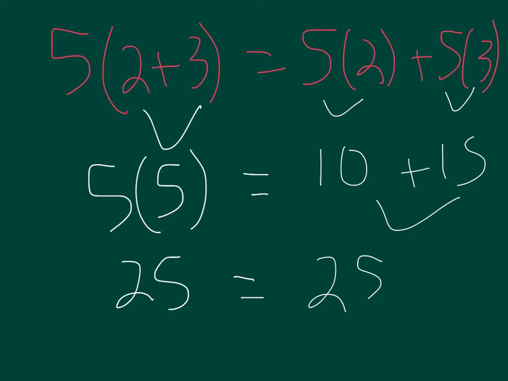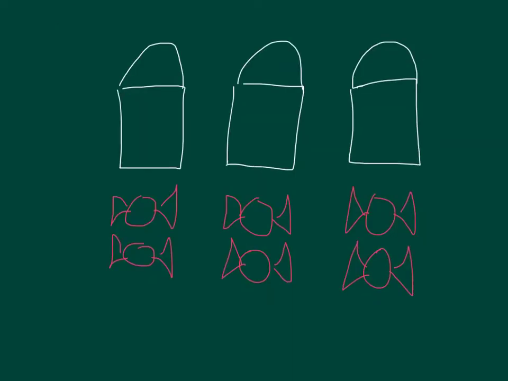What I did there, I could say that 5 times 2 plus 3 is the same thing as doing 5 times 2 plus 5 times 3. And that's what I did right here. I actually spaced them out. That's distributing. So let's do another visual here.